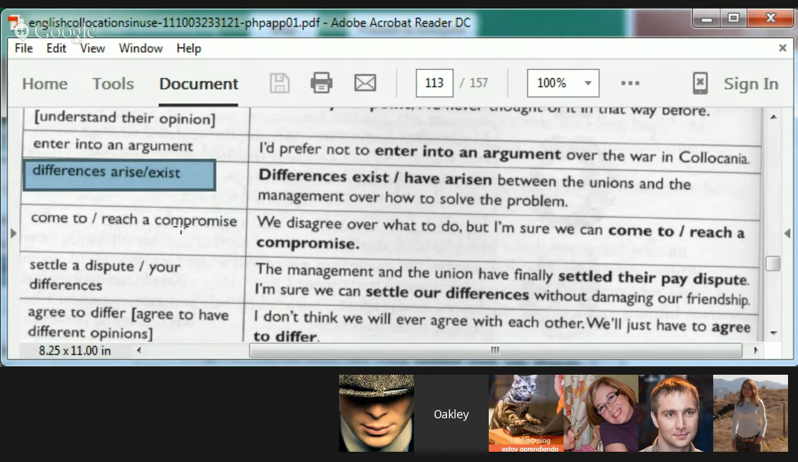Arise is probably when a different opinion emerges between people, groups, or something like that. Okay. Differences of opinion. It is a very common collocated phrase. We have some differences of opinion.